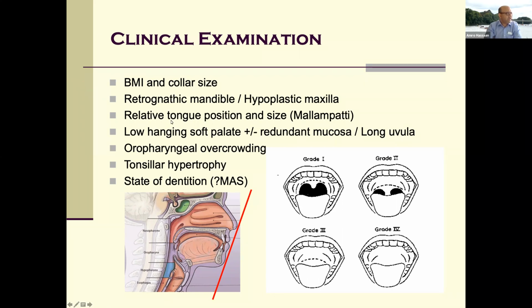We look at the relative tongue position, in this drawing here on the right-hand side, and we can grade it according to Mallampati. Grade 1, where you can see the whole of the back of the throat. Grade 2, where you've lost a bit of the uvula. Grade 3, where you can't see any of the uvula. And grade 4, where you can't see any of the soft palate, so you can just see hard palate. Grade 4 is very rare. Grade 3 and grade 2 is reasonably common in obstructive sleep apnea.